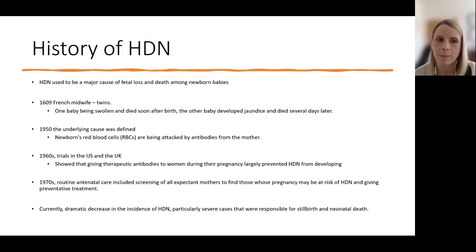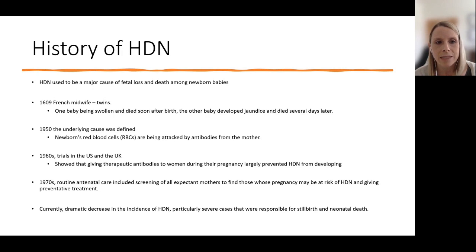But they didn't really understand the pathophysiology at this point, and it was only in the 1950s, looking into this disease further, that they discovered that the disease process was that the baby's red blood cells were being attacked by maternal antibodies. And then in the 1960s, there were trials in the US and the UK which looked at giving therapeutic antibodies to women at risk of haemolytic disease of the newborn, and found that actually these antibodies largely prevented the development of the disease.